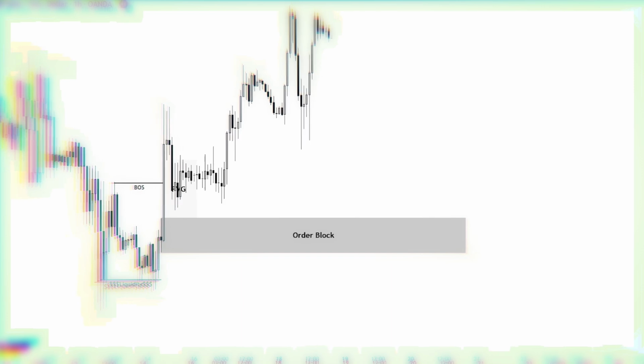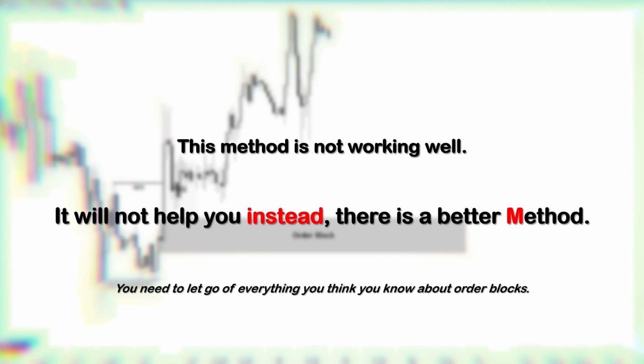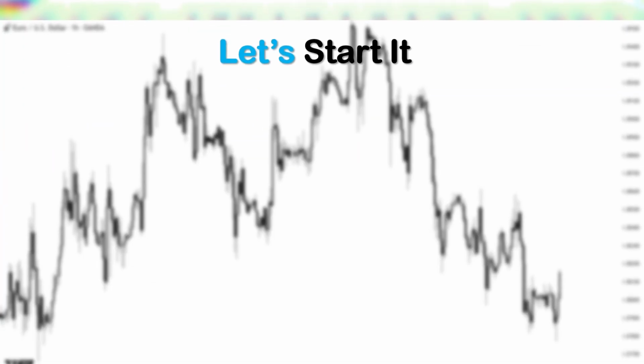So I've developed a new method. Its origins trace back to ICT, and it actually works. If you really want to learn this method the right way, you need to let go of everything you think you know about order blocks. I'm starting from absolute zero.